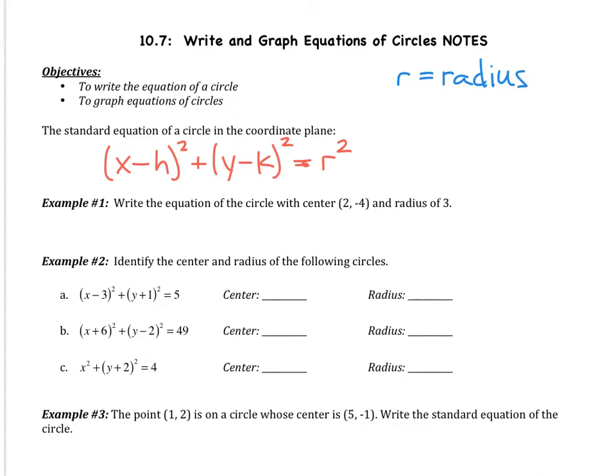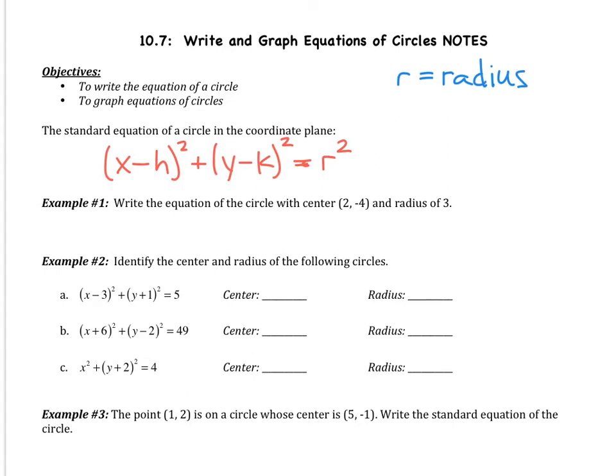So in our circle, if the radius is 4, we're going to square it. What's 4 squared? 16. Okay, if the radius is 3, we're going to square it. What would we use? 9. If the equation says equal to 25, what is the radius? 5, because you're going to take the square root of it. Okay, so understand that your equation uses r squared.